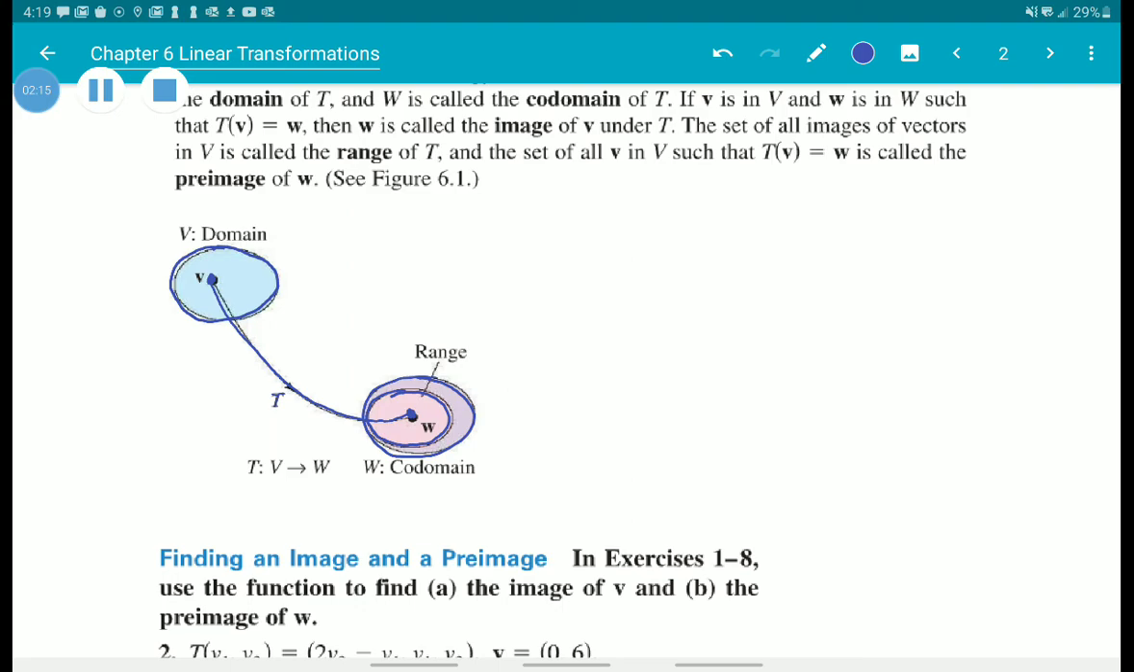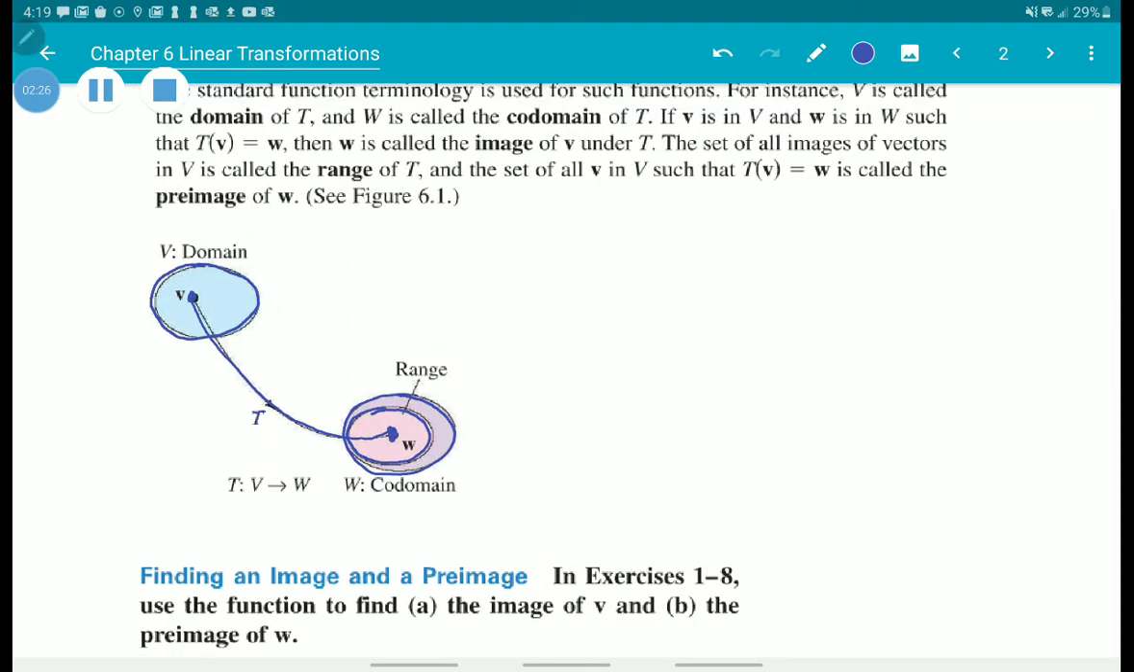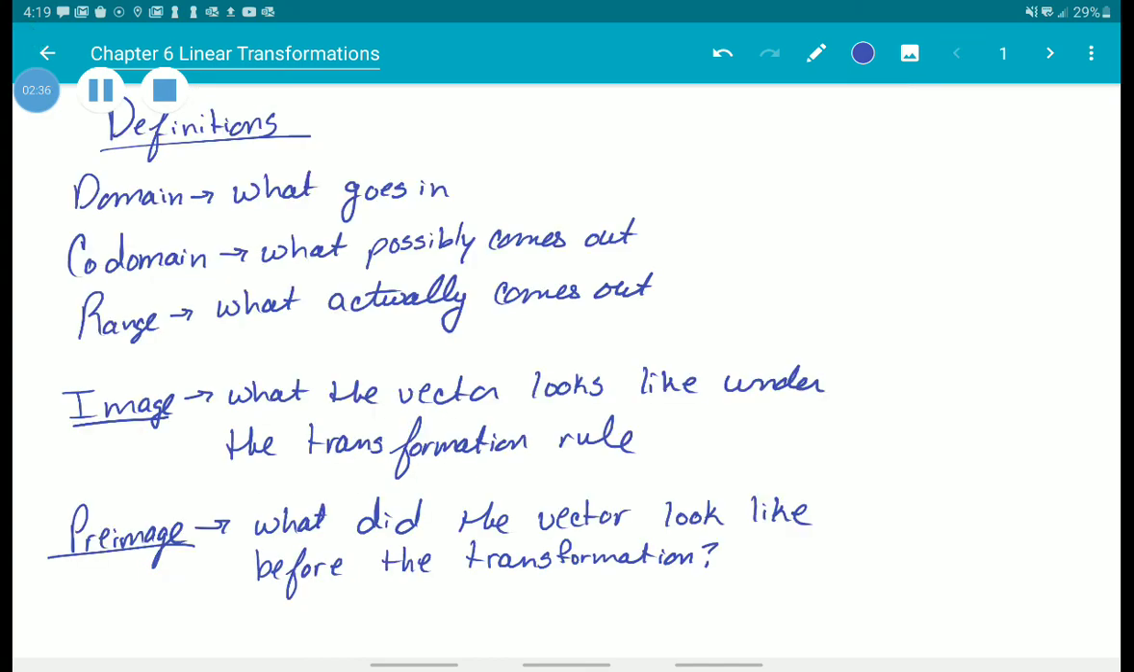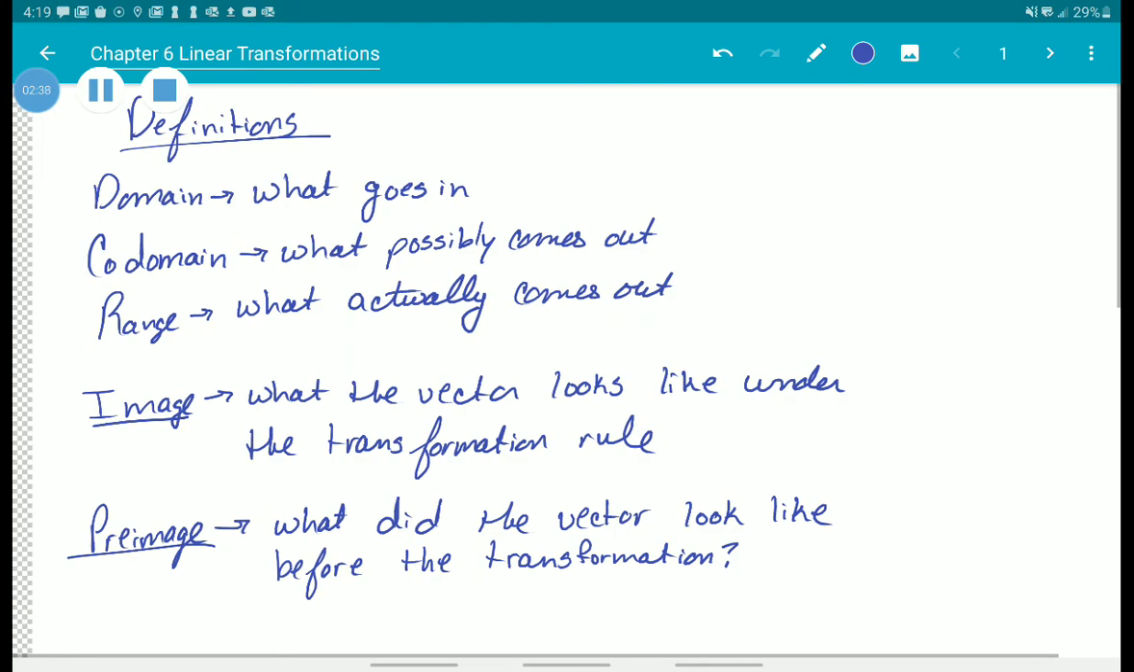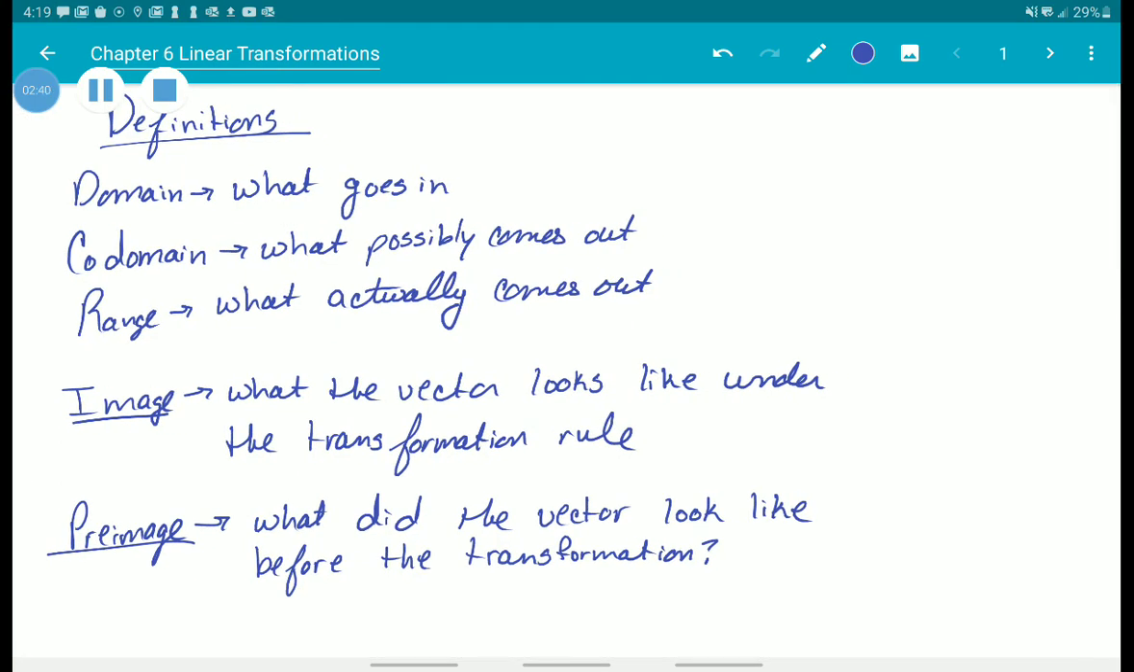So when we talk about the image, the image is what the vector looks like when I apply the transformation rule to it. The pre-image is, suppose I start with w, well, what did it look like back here in this world? What would that original vector have been? So let's define those things. These are not technical definitions, but this kind of gives you an idea of what you need to understand for what these mean.